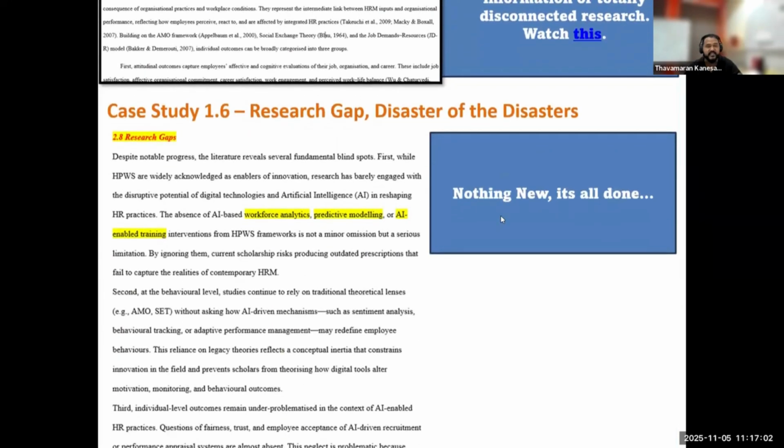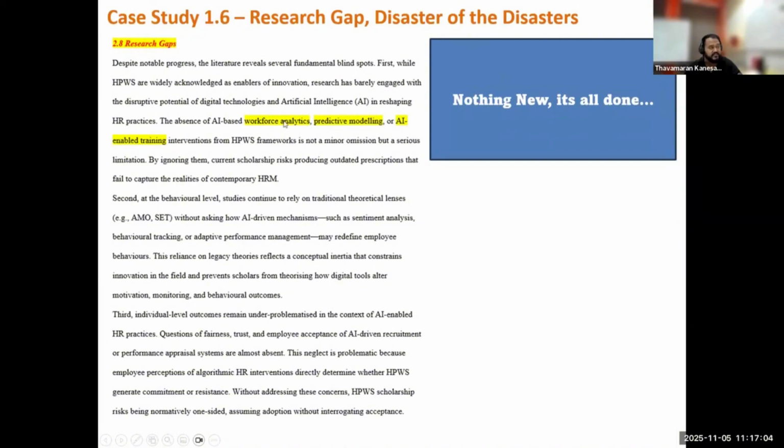So finally, this is the last part of this failure. The research gap, the disaster of disasters. So this is the research gap. Let me zoom in.